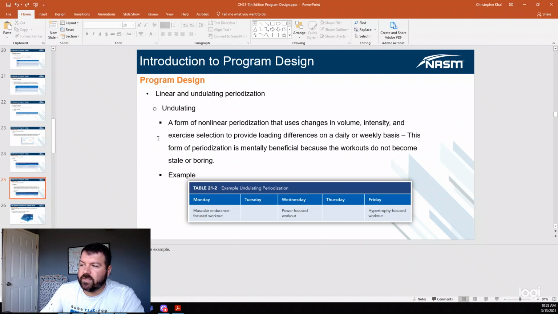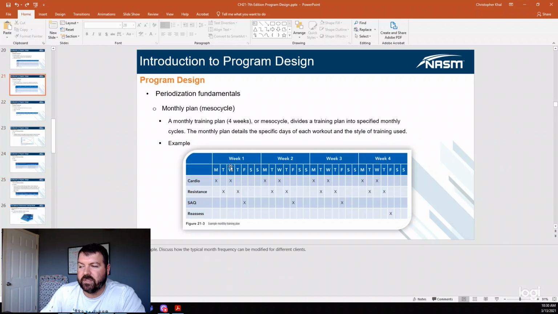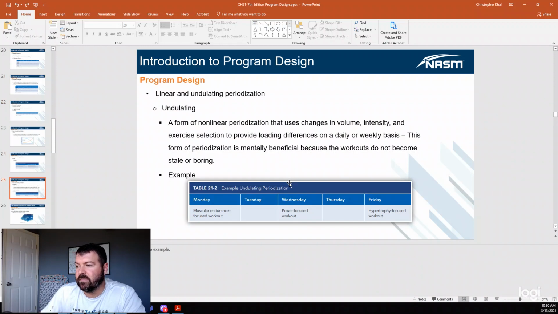All right. So this is a form of nonlinear periodization that changes the user's volume, intensity, and exercise selection to provide load differences on a daily and weekly basis. This form of periodization is mentally beneficial because the workouts do not become stale or boring. For example, Monday is muscular endurance focused workouts, Wednesday is power focused workouts, and Friday is hypertrophy focused workouts. Given we're not using the same example that we used up here, keep that in mind. This is undulating periodization. It's more just kind of changing things up.